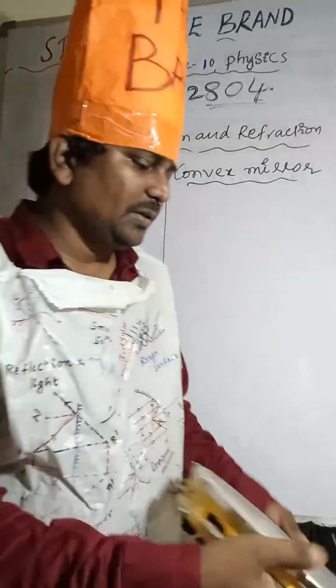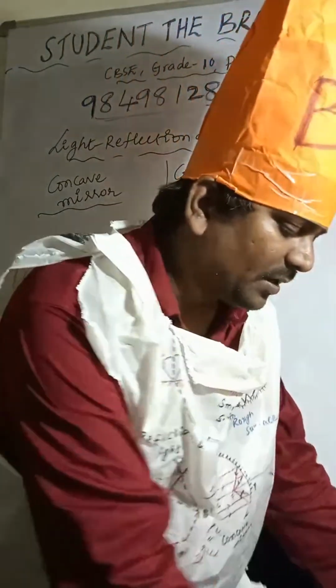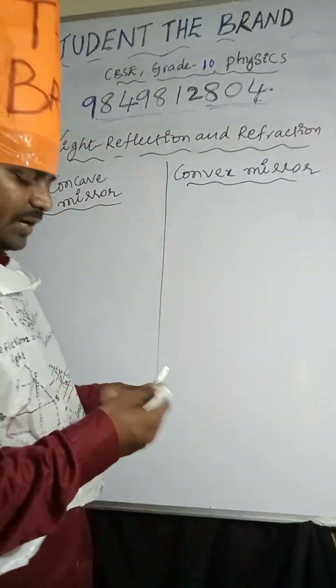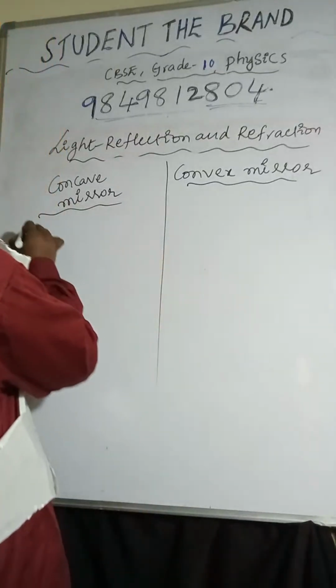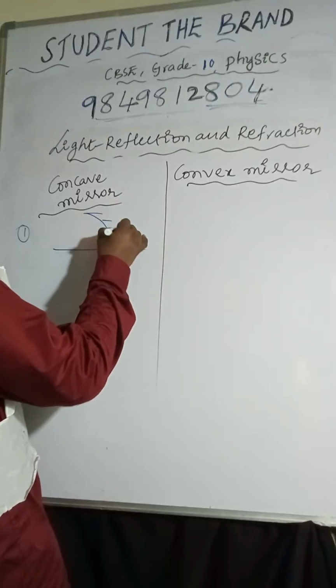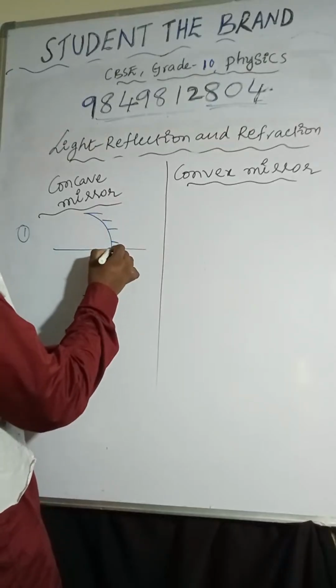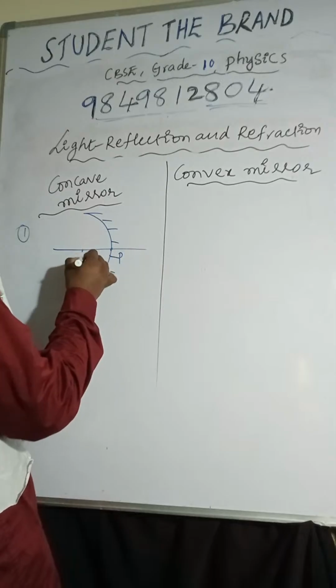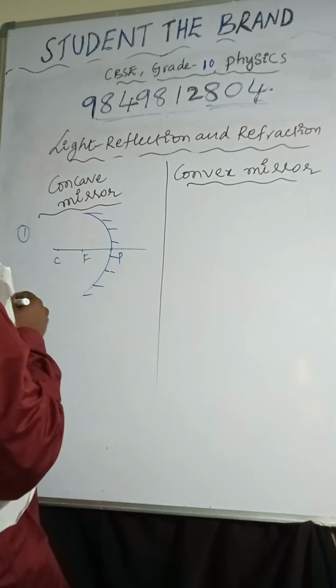Okay, done. So that is about concave mirror and convex mirror. Now we will discuss the ray rules of concave mirror. First point, I am taking here the pole, focus and center of curvature.